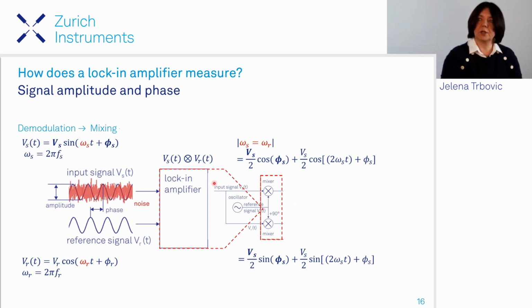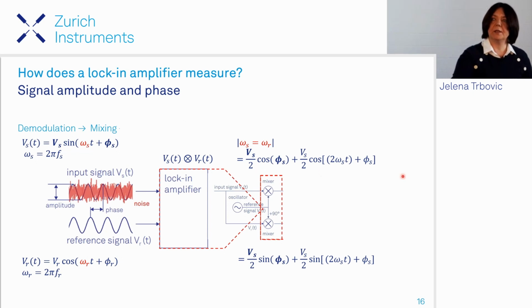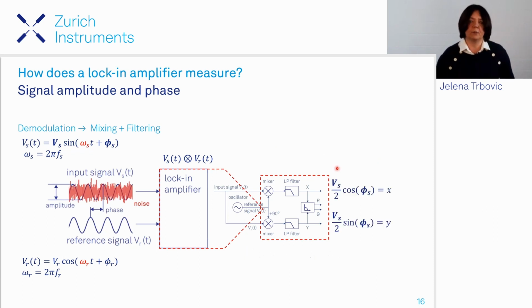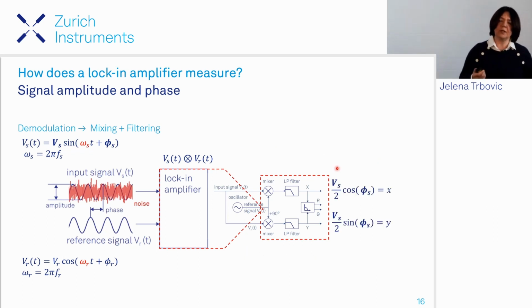One is time independent, and this one here is time dependent, and contains the 2 omega component. And basically what we want to do in the next step is use the filters in order to get rid of the 2 omega components and the noise that comes together with the signal. So at the end, we get the two equations, x and y, that contain the amplitude and the phase.